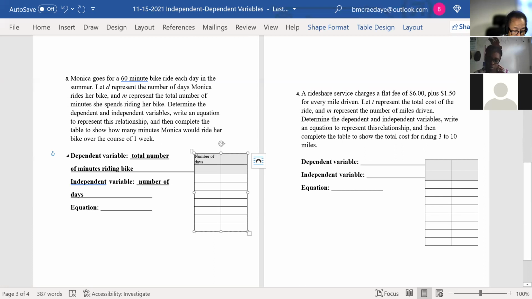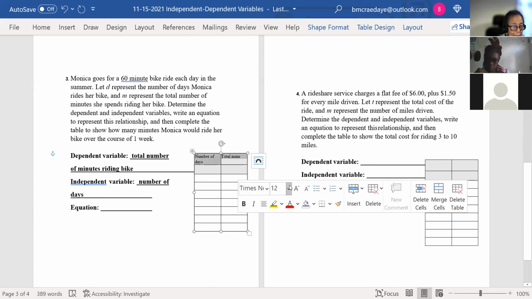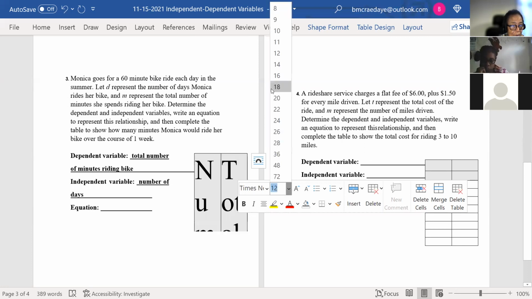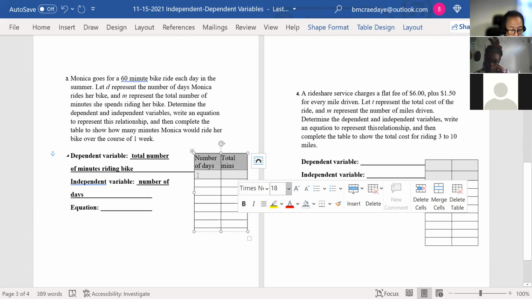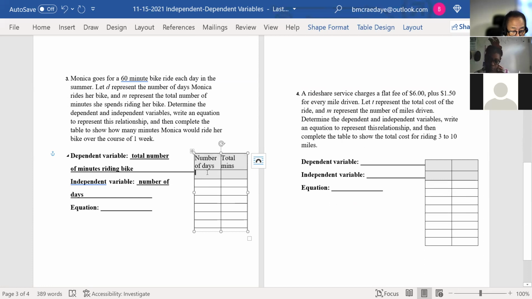Days, and this would be total minutes. Okay, that would be the headings in our table. Make that a little bigger. Okay, now, so 0 days.